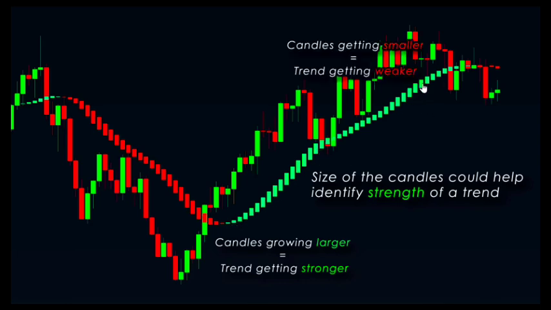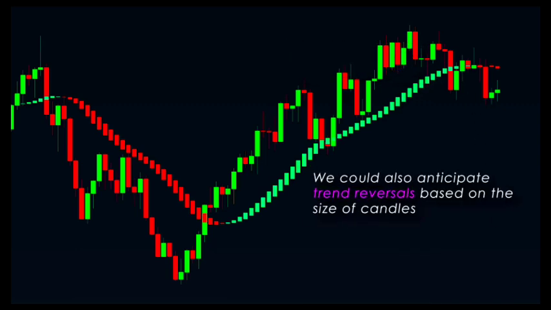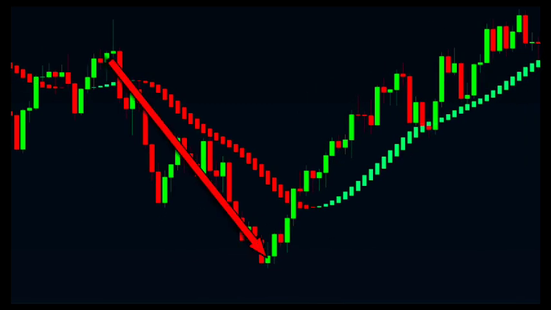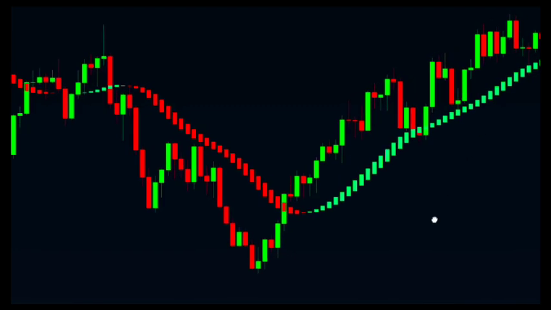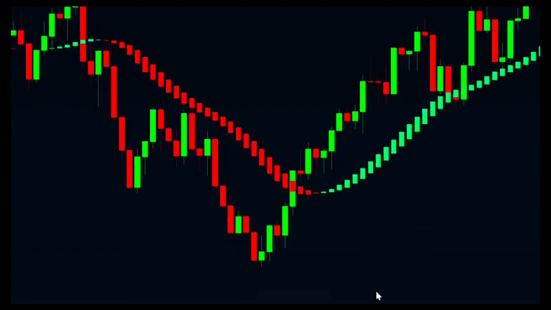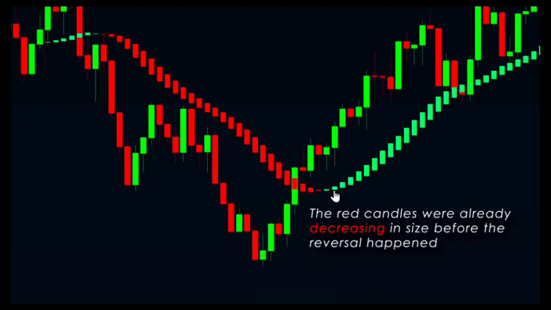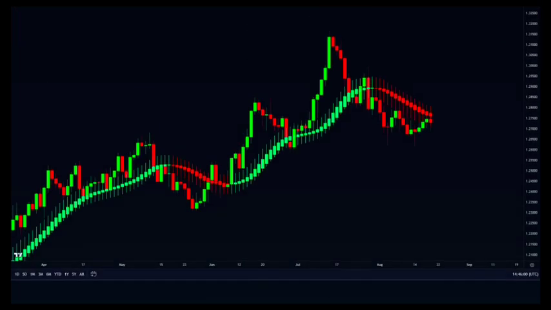Similarly, if the candles gradually become smaller, it indicates that the strength of the trend is getting weaker. Now, these candles could also help traders anticipate trend reversals. For example, here, we spotted a trend reversal from a downtrend to an uptrend, which is also displayed by the Heiken Ashi switching from a red candle to a green candle. However, notice that before the indicator changed colors, the red candles were already decreasing in size before turning green, which shows us that the downtrend here was actually getting weaker before the reversal to the uptrend happened.